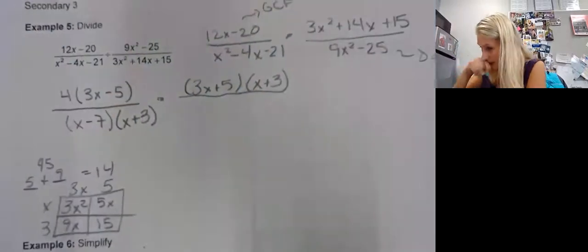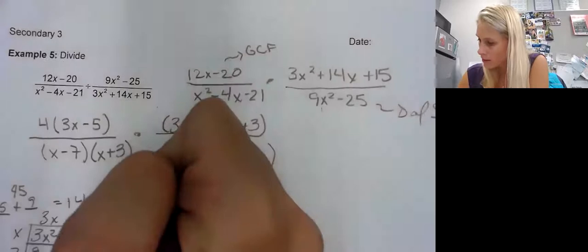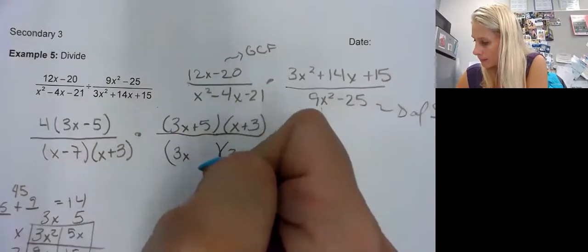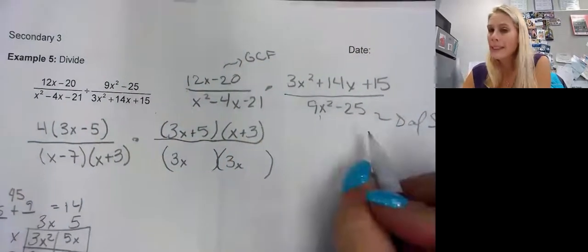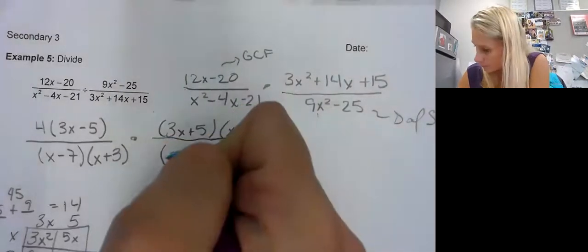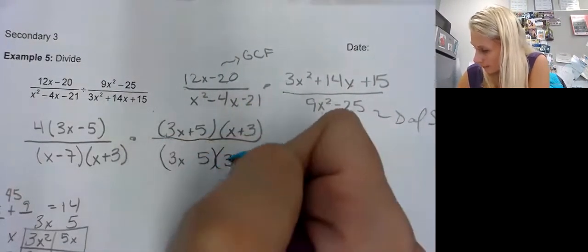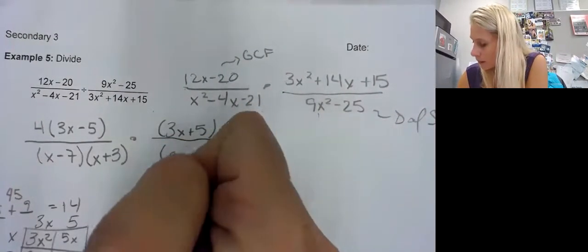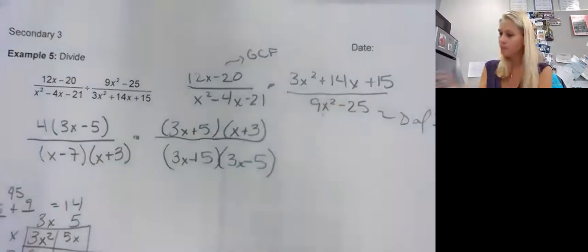All over. Now this is the difference of squares. Remember, we can do this quickly by taking the square root of each piece. What is the square root of 9x squared? Well, what times itself is 9x squared? 3x. What is the square root of 25? 5. Remember, one is addition and one is subtraction.